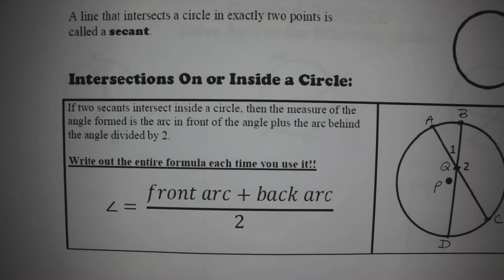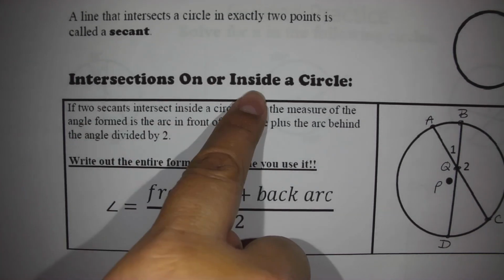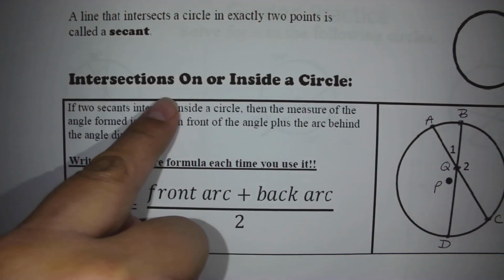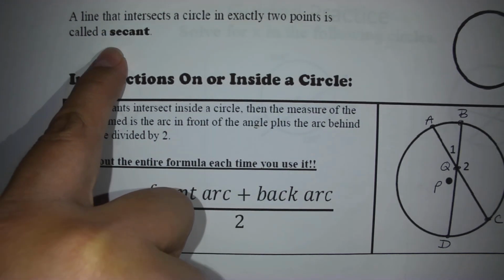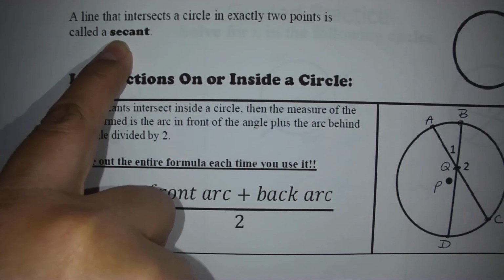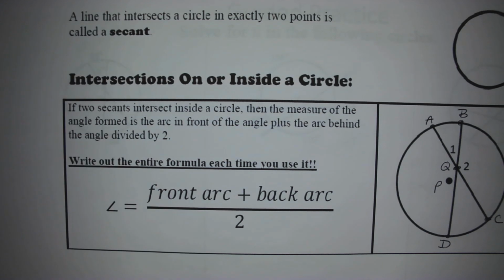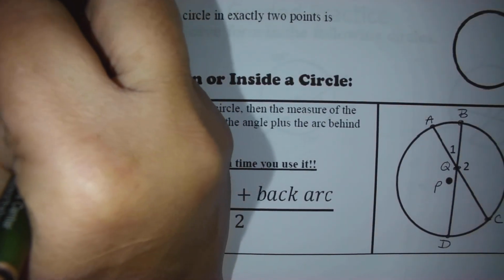Hello, ladies and gentlemen. So today we're going to be looking at intersections on or inside a circle. One of the things that we're going to have to look at is this topic right here, secants. In the past we talked about secant and secant line.